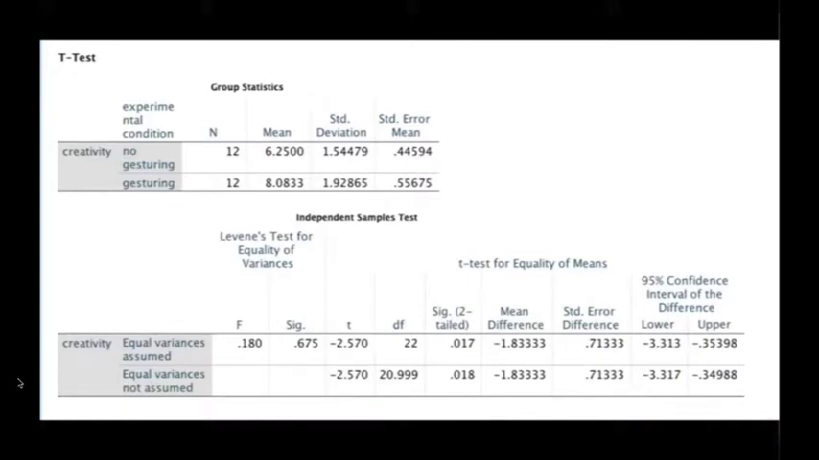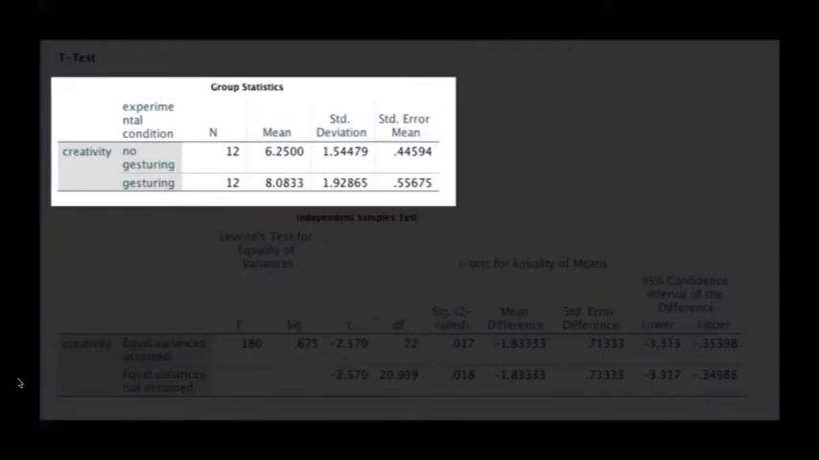Then we get our output. The first table shows the descriptive statistics for each of our groups. In this case, the no gesturing group had a mean of 6.25 and a standard deviation of 1.55 rounded. The gesturing group had a mean of 8.08 and a standard deviation of 1.93 when we round.